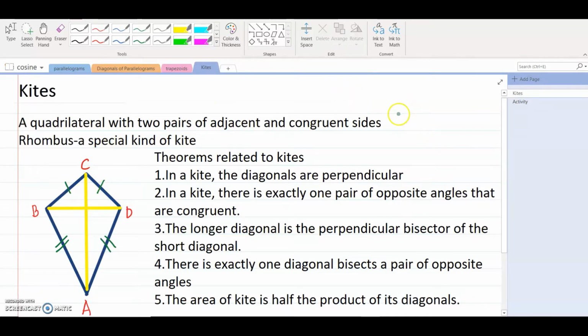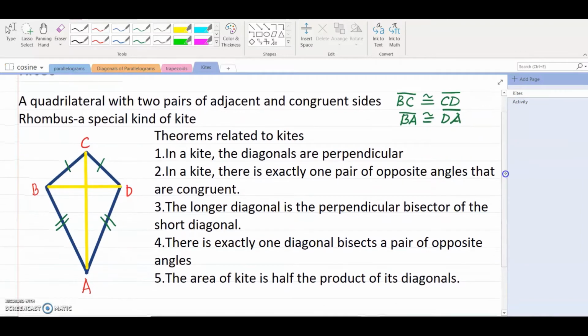Okay, side BC congruent to side CD, and then side BA congruent to side DA. Okay, and then a rhombus is a special kind of kite. So that is an example of a kite. Now we have here 5 theorems related to kites.